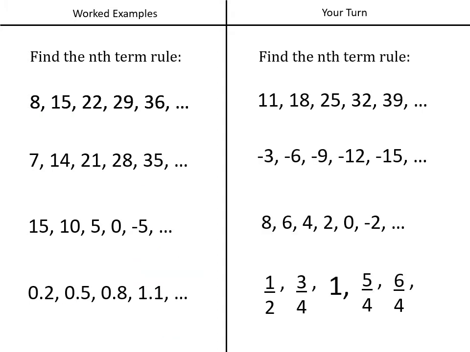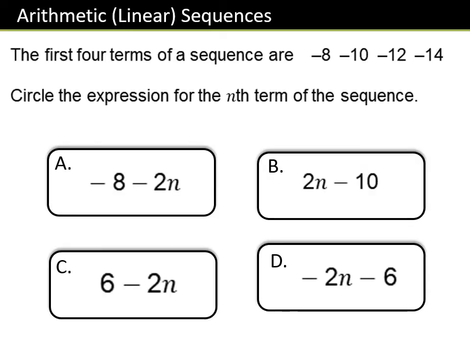Pause the video and have a go at these questions. And hopefully you got these answers. And so finally, have a go at this one. And hopefully you chose D, minus 2n minus 6. So that's how we find the nth term of a linear sequence.